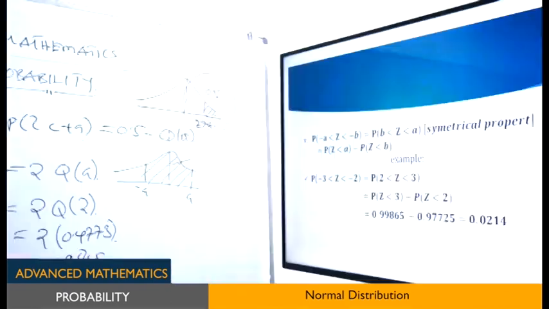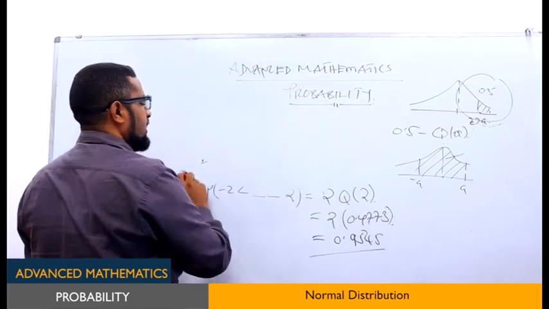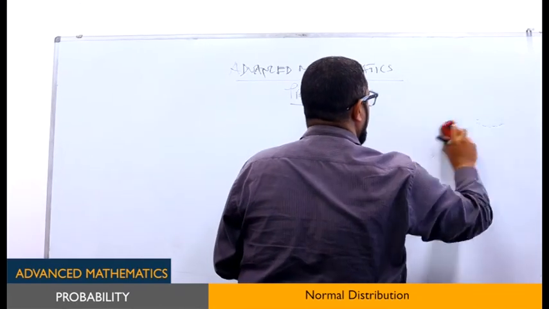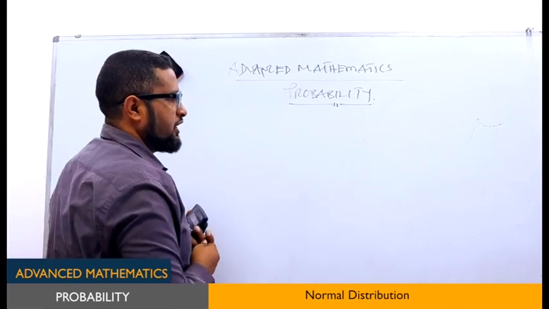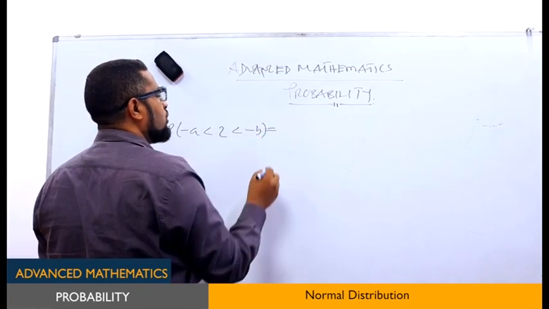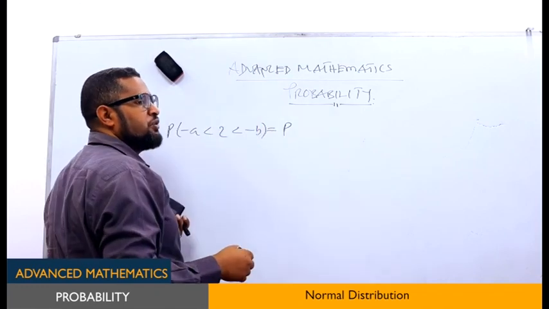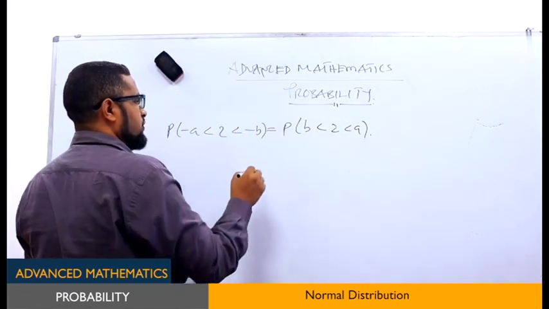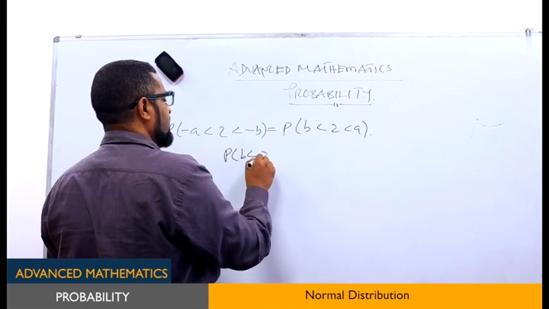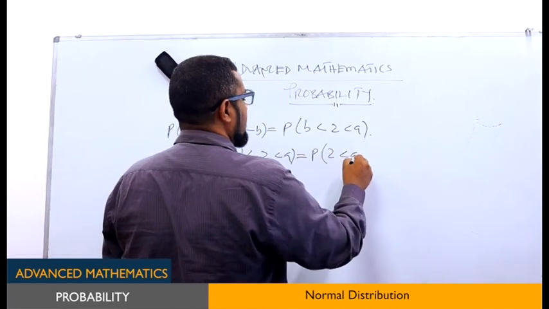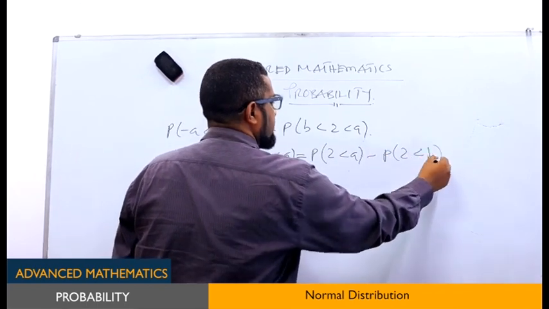Next, what if you are given the probability of negative a less than z less than negative b? So the numbers now are not equal, and even the signs are not the same. So for that case, by using the symmetrical property, it becomes b less than z less than a, in which the probability of b less than z less than a is obtained by taking the probability of z less than a minus the probability of z less than b.